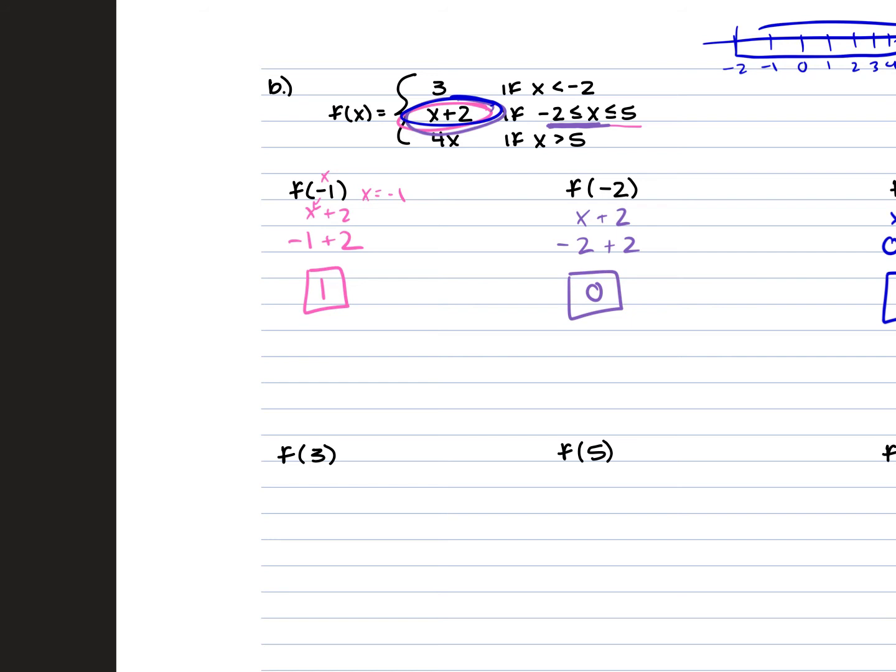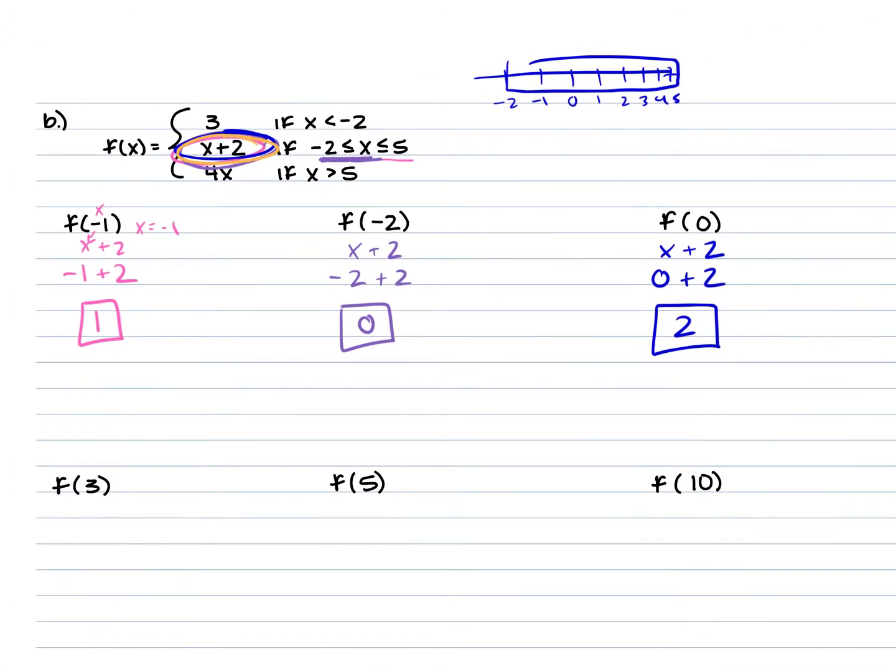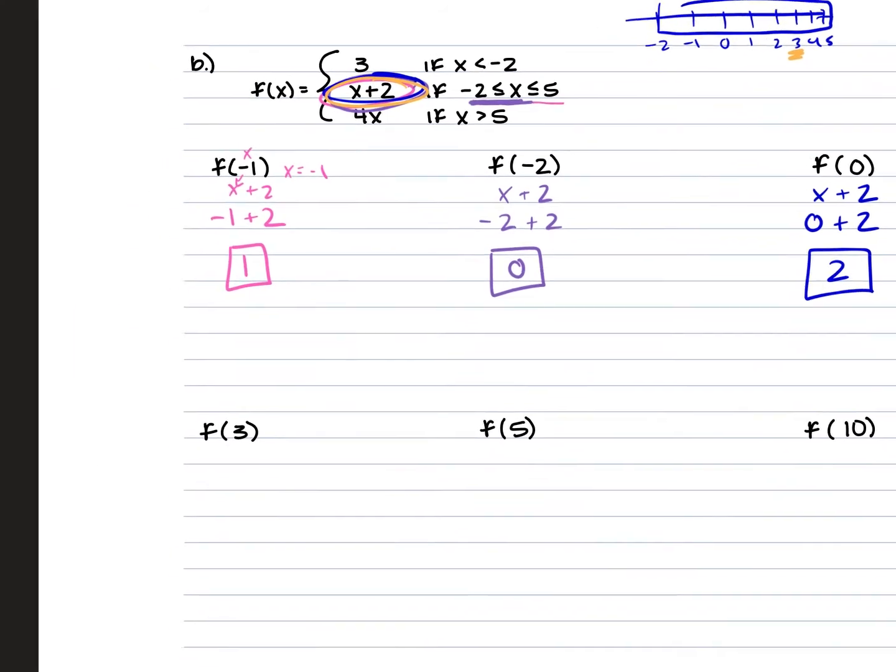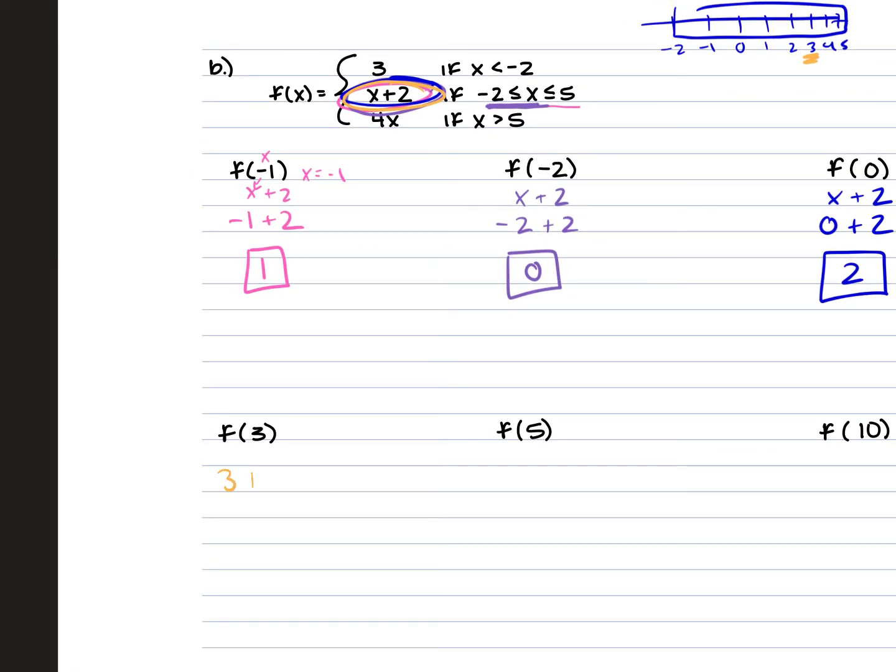All right, next. I have 3. Which piece would 3 fall into? Second one? Raise your hand if you think the second one. Does anybody disagree? You're right. It's still the second one, because 3 is right here, so it's still in between negative 2 and 5. So 3 plus 2 would be what? 5. Awesome.